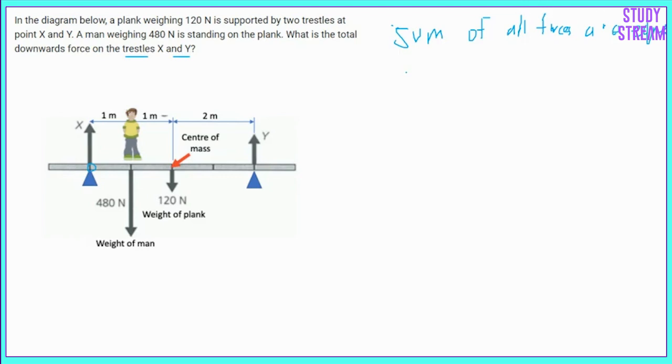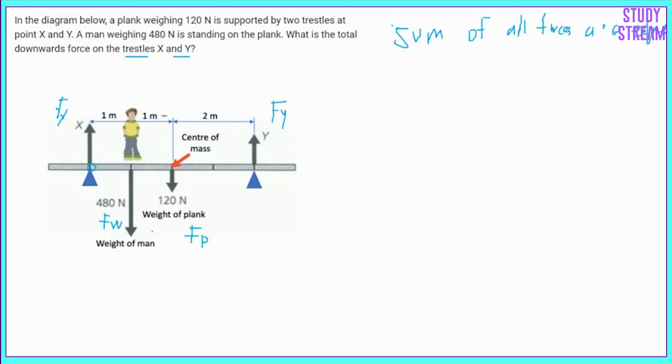So let's say we have this force, we can call it Fw because it's due to the weight of the person, and that one is Fp because it's the weight of the plank, and this is Fx, and this is Fy. Okay, we have all of them except one.